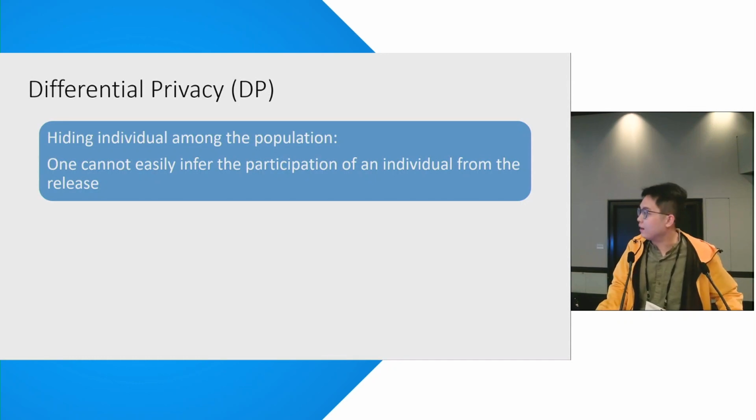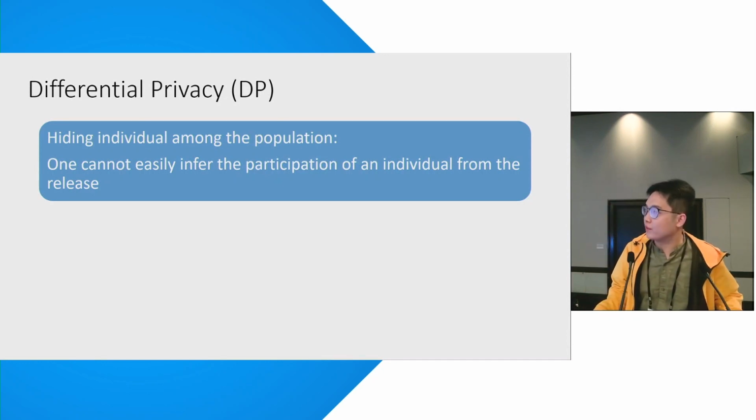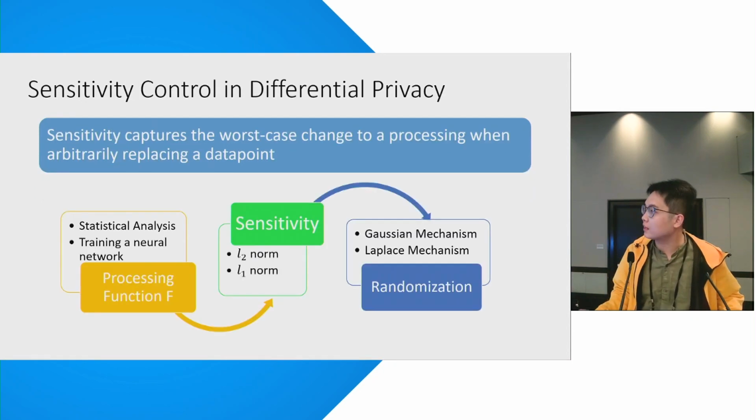At a high level, differential privacy ensures that an adversary cannot easily infer the participation of individuals from the release. To privatize an algorithm, there are basically 3 steps. First, we need to figure out what kind of processing function we are handling. It can be some simple statistical analysis like mean or median estimation, but it can also be more complicated, like training a neural network.